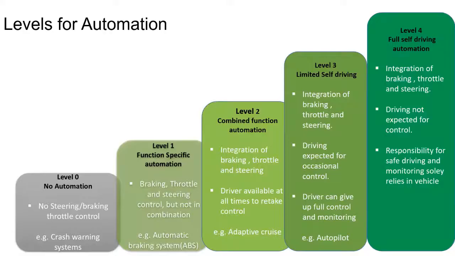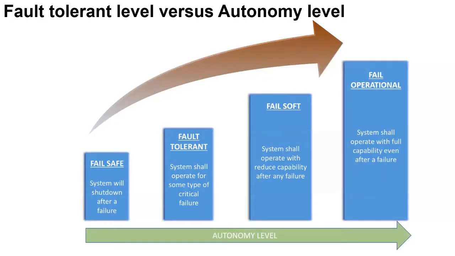Now, as there are different levels of automation, so is the case with what is needed from a safety architecture point of view. There is a relationship: as the autonomy increases, the safety has to increase. And this is what it is showing here. In level zero or level one, you can quickly see that a fail-safe system was good enough. We are okay because there was no level of autonomy. And a fault-tolerant system was okay for level one and level two.